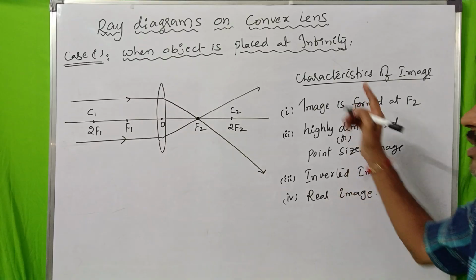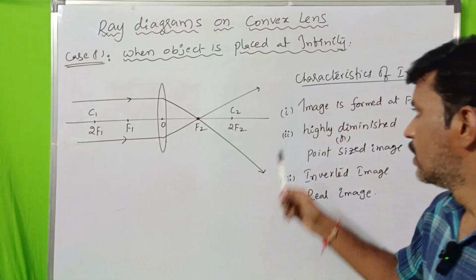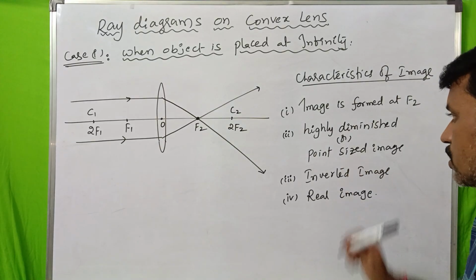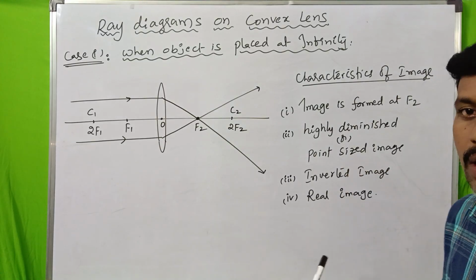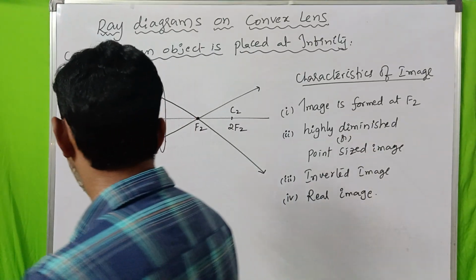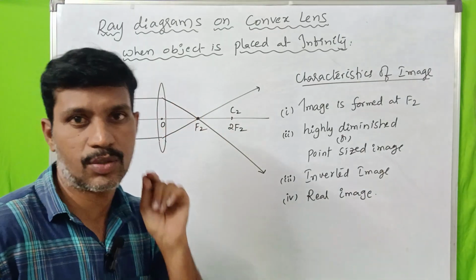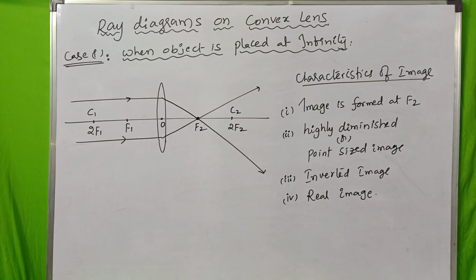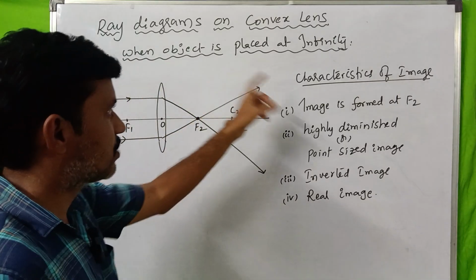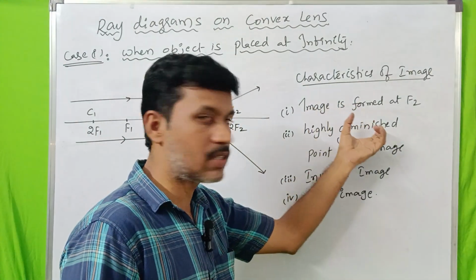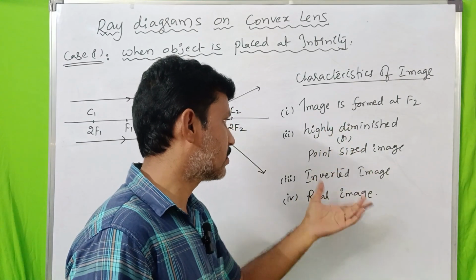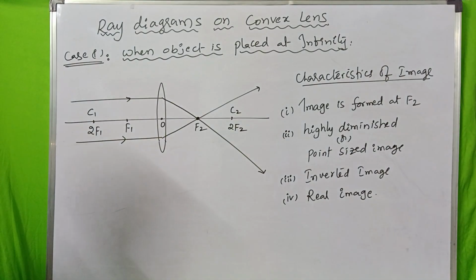So when the object is placed at infinity in front of the convex lens, the image is formed at f2, and it is highly diminished or point-sized, inverted and real. Right, Nana? You can note this down. Is it okay? Yes. So when the object is placed at infinity, the image is formed at f2, highly diminished, point-sized, real and inverted.